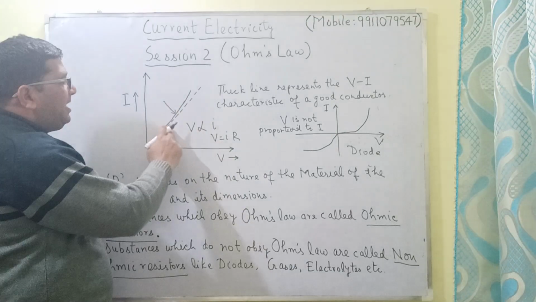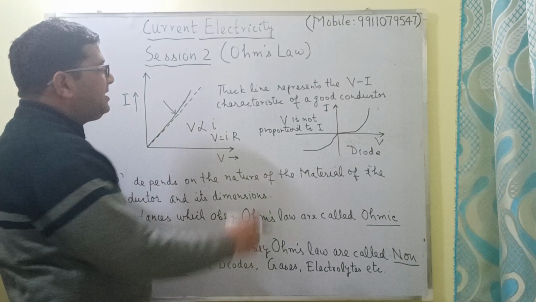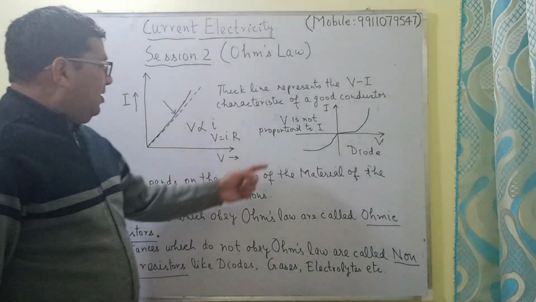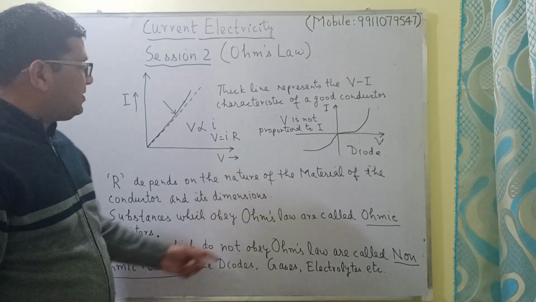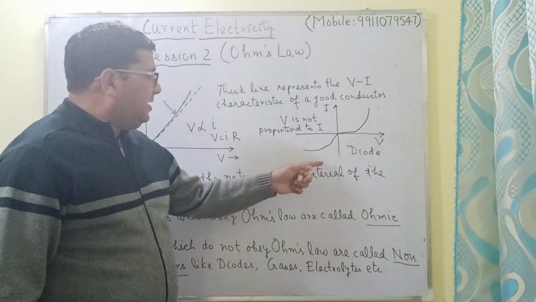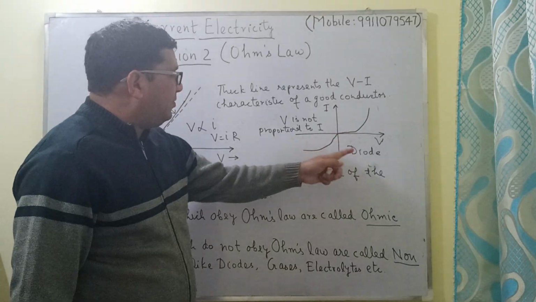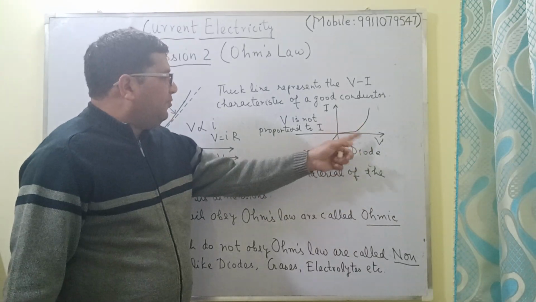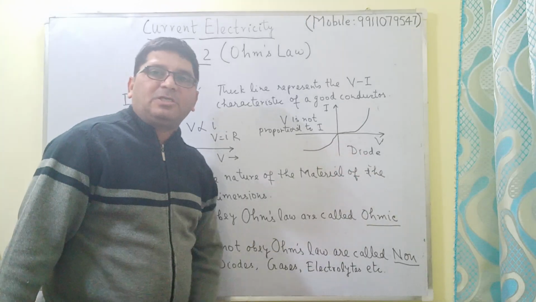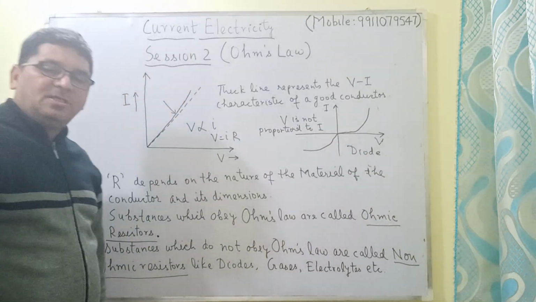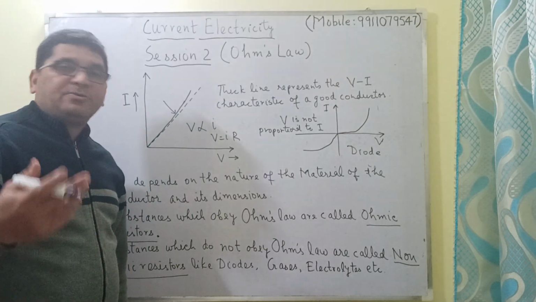So if the VI characteristic of any conductor is very close to this line, then we say that it is a very good conductor. Now, in the case of non-ohmic resistors, V is not proportional to I, and I have drawn here one VI characteristic curve of a diode. Here you can easily see that V is not proportional to I, and these types of materials, that is non-ohmic resistors, are basically used in the electronic industry, or you can say in electronic circuits.